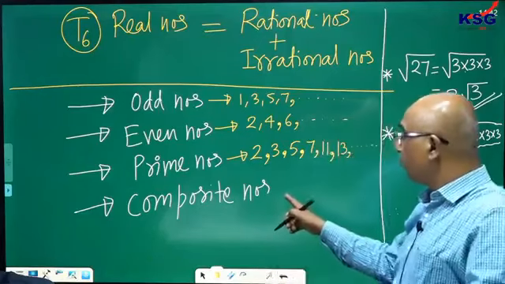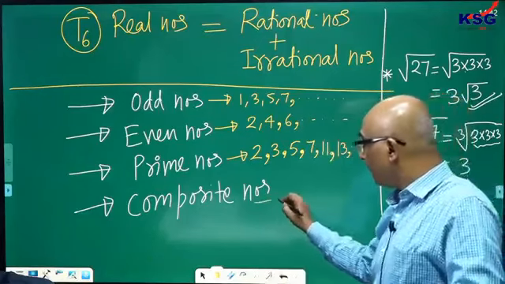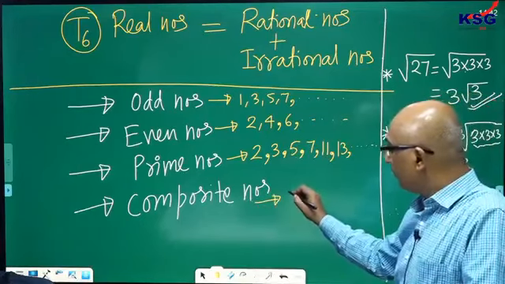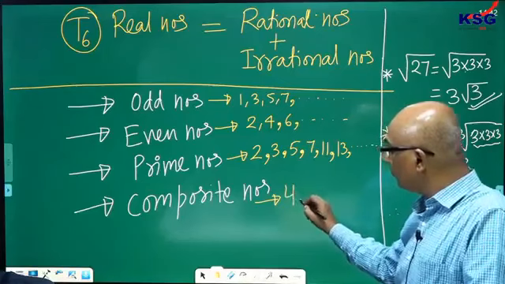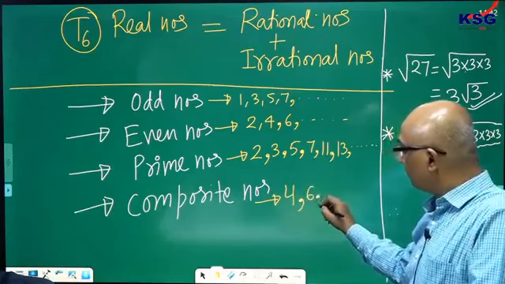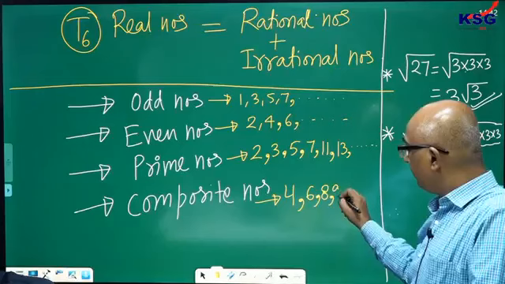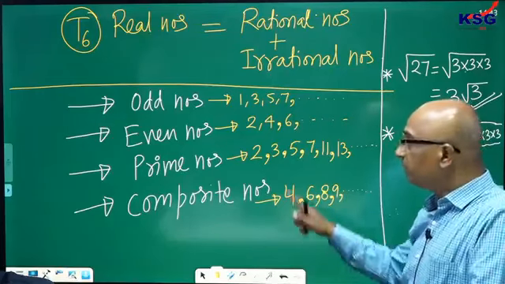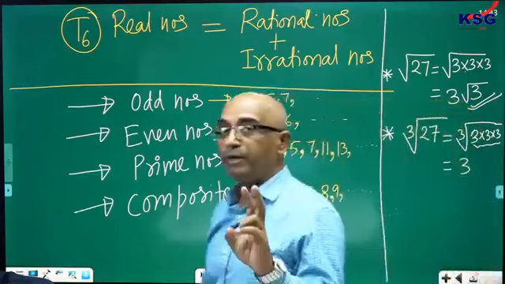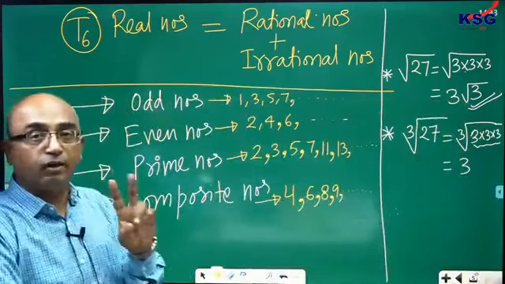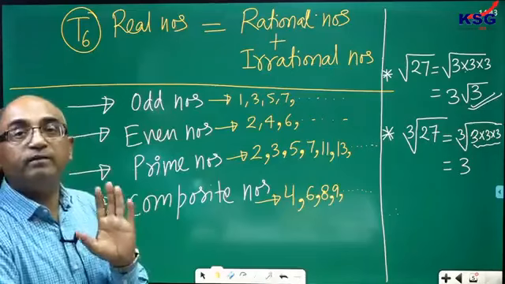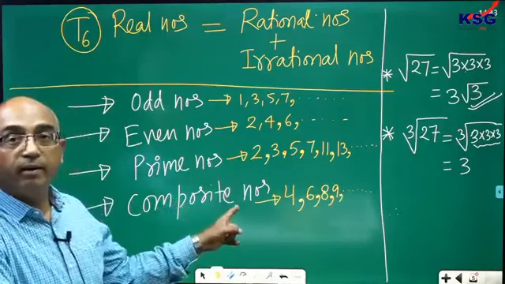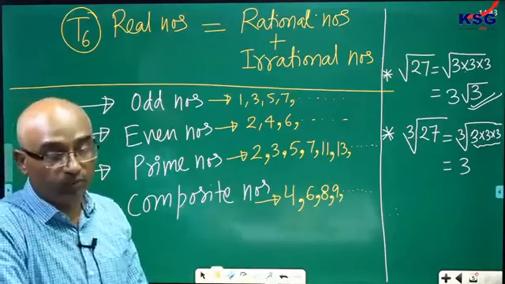So composite number, the numbers which are not prime are known as composite numbers. Okay, so the smallest composite number is 4. Then 6, 8, 9, ... infinity. So students, see the difference between prime number and composite number. Prime number means numbers having exactly two factors. Composite numbers have more than two factors. And the smallest composite number is 4.